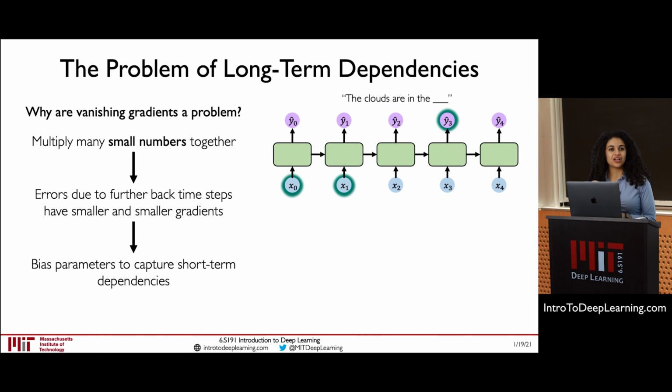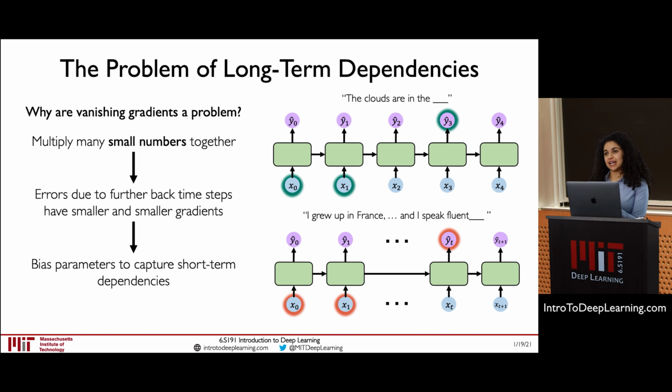Because there's not that much of a gap in the sequence between the relevant information, the word cloud, and the place where our prediction is actually going to be needed, an RNN could be equipped to handle that. But let's say now we have this other sentence, "I grew up in France and I speak fluent blank," where now there's more context that's needed from earlier in the sentence to make that prediction.